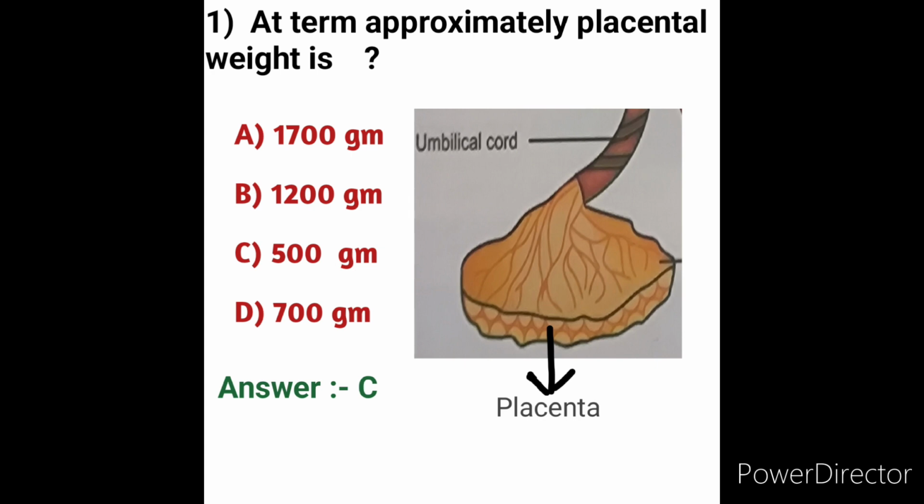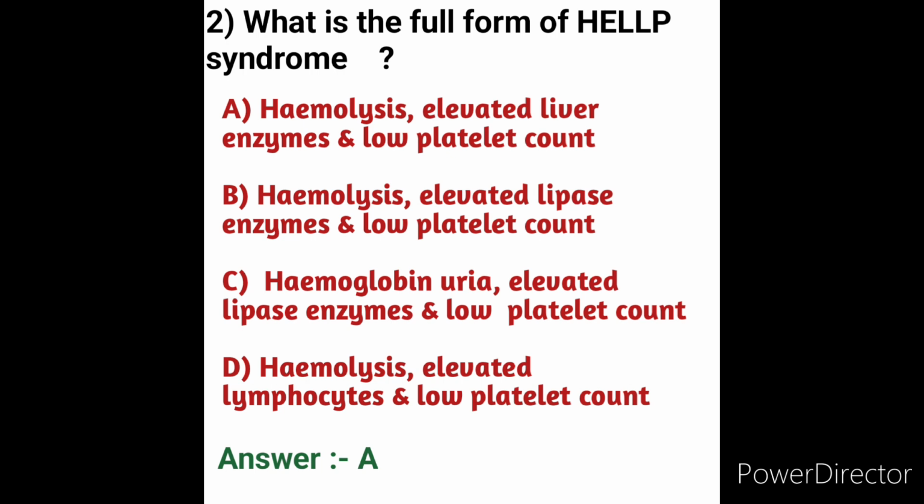Next, question number 2. What is the full form of HELLP syndrome? Let us see the options. Option A: hemolysis, elevated liver enzymes and low platelet count. Option B: hemolysis, elevated lipase enzymes and low platelet count. Option C: hemoglobinuria, elevated lipase enzymes, low platelet count. Option D: hemolysis, elevated lymphocytes and low platelet count.